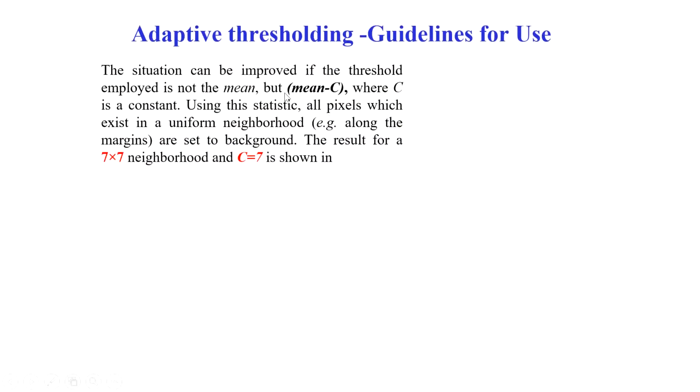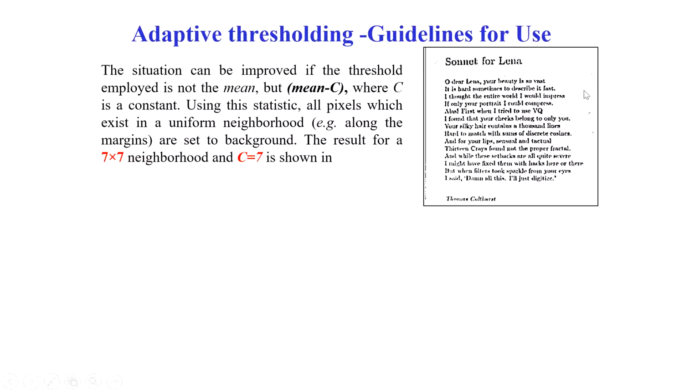The method is called mean minus C. In this case, this is the combination of the adaptive and global methods, in which the mean is calculated in a very small region of the image, and then C is a constant value that we use the same throughout the image. So there is the global and the adaptive method. For instance, if you use a 7 times 7 image dimension, this is the result of the output when we use this particular concept.